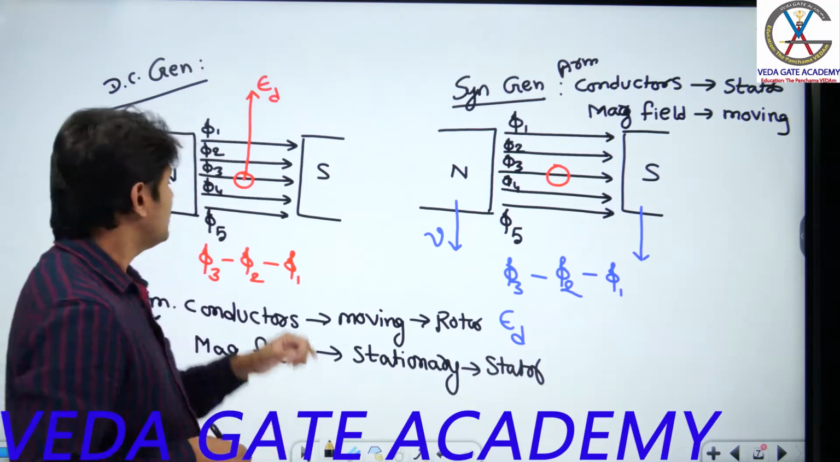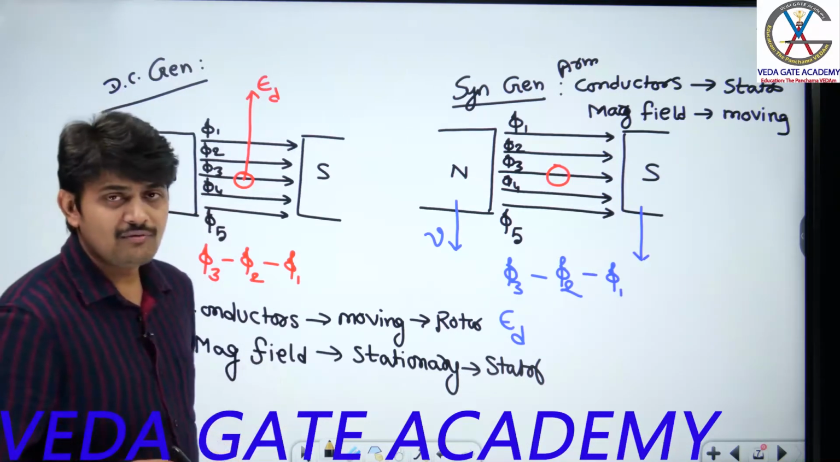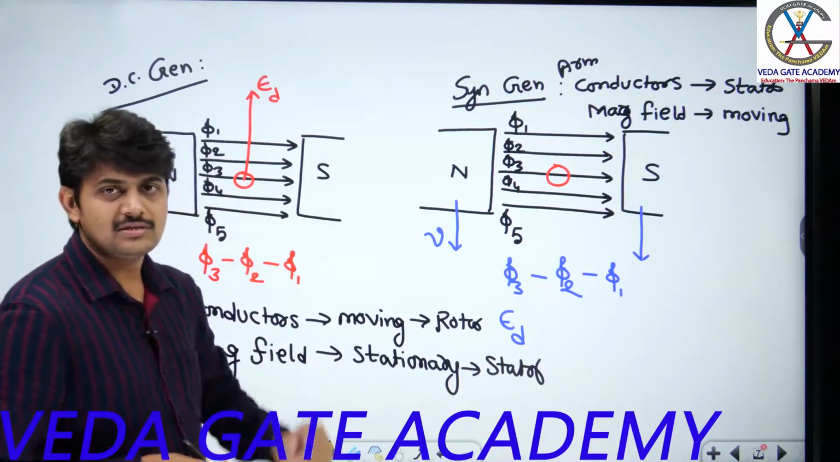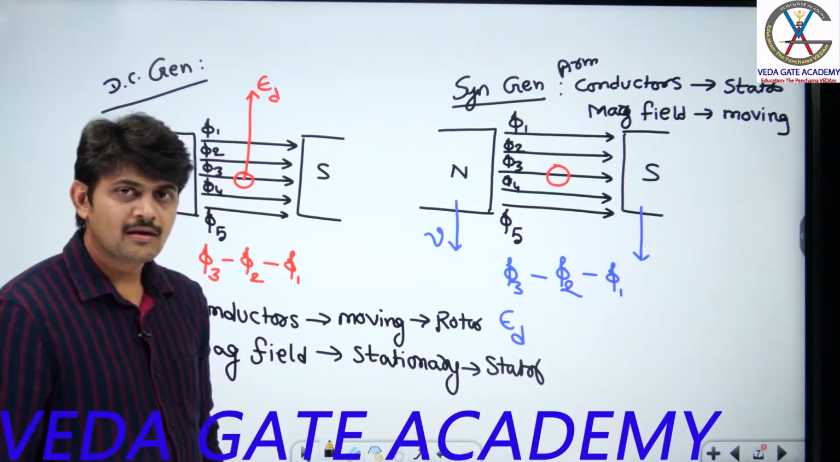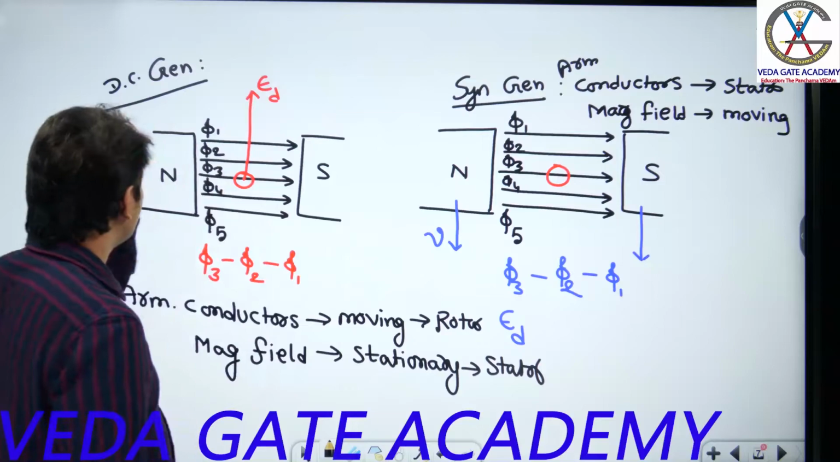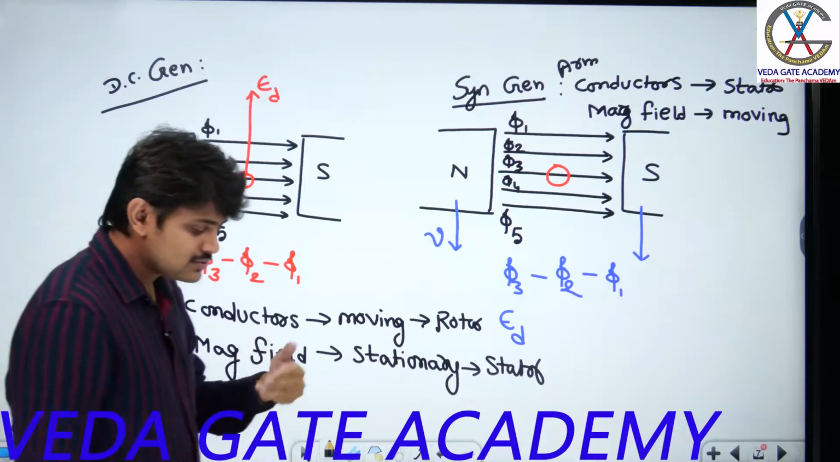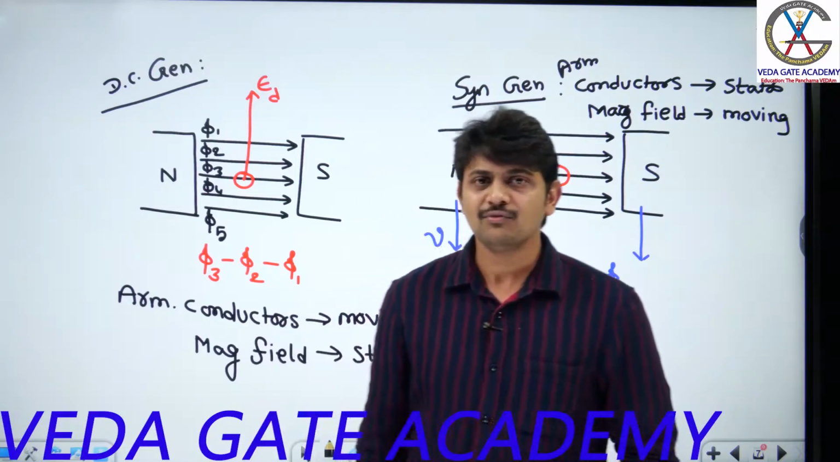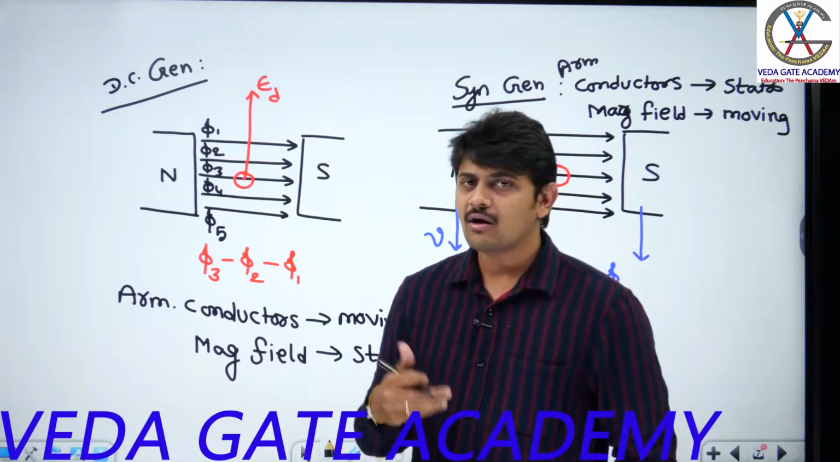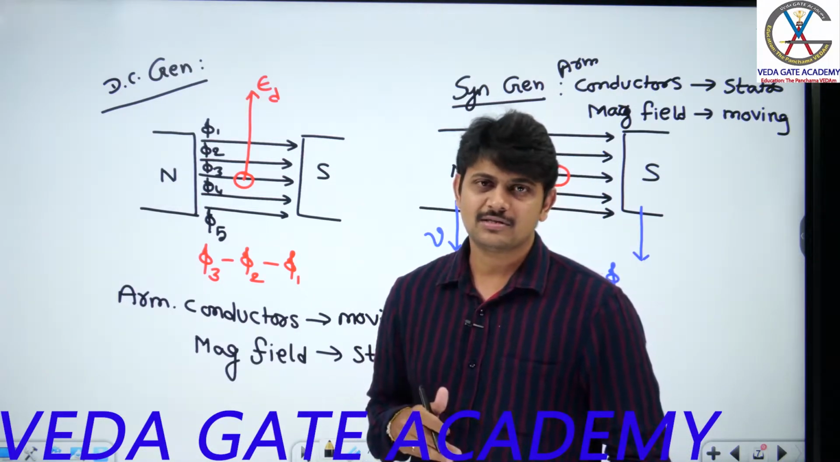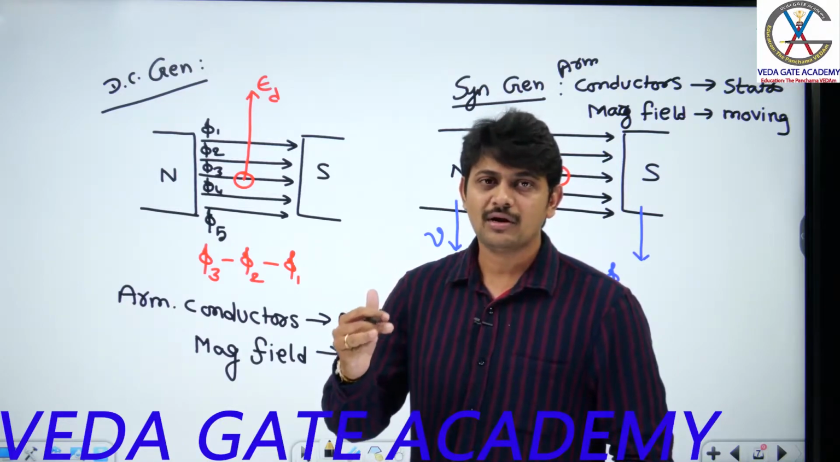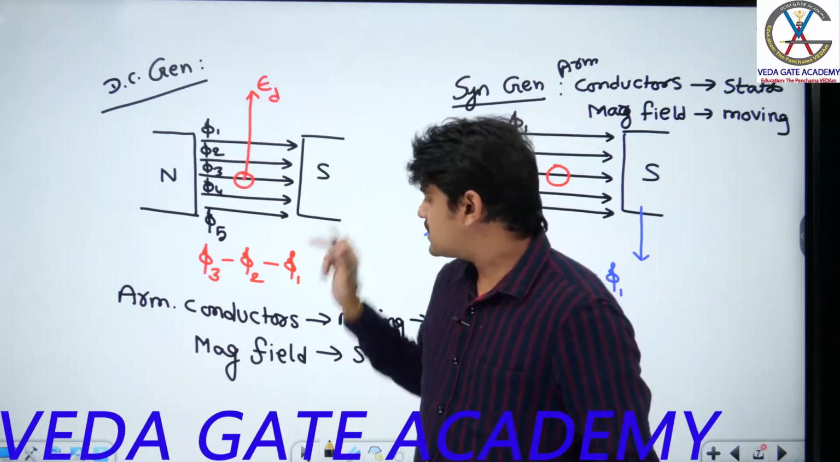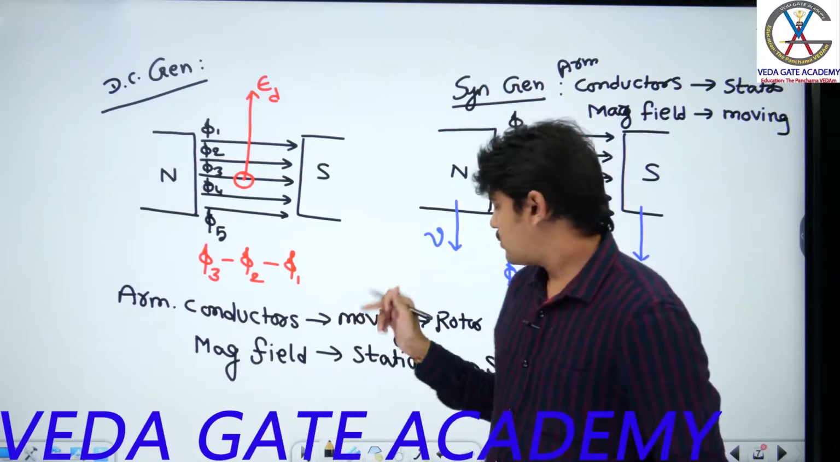Okay, so what is the reason we are not using this configuration in DC generators? In DC generators we need to supply a DC current to the loads. For that application, we are using extra components like commutators and brushes. For the working of commutators and brushes, the conductor definitely needs to be rotating.